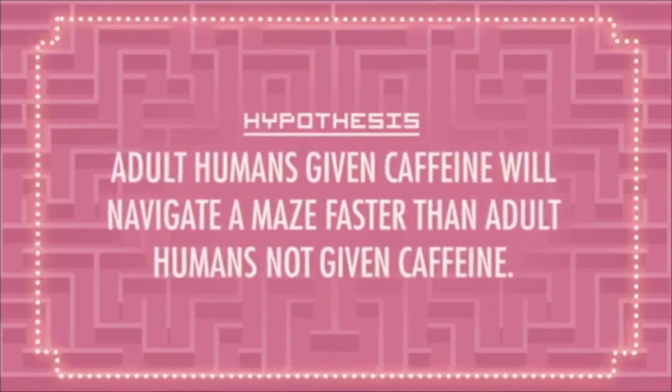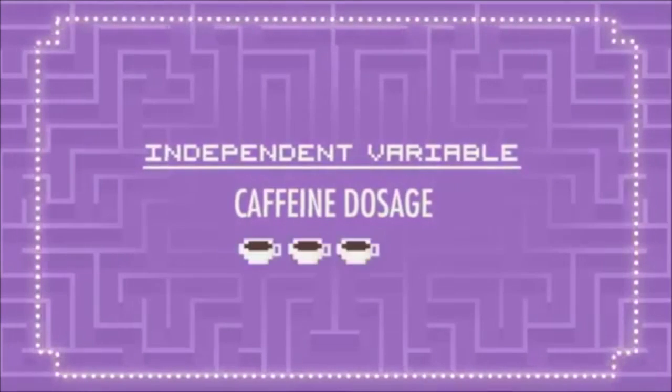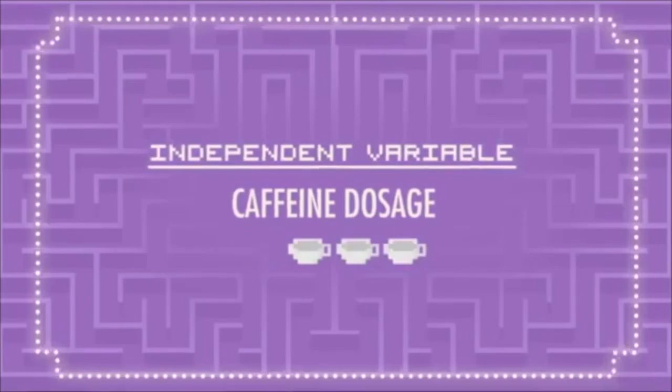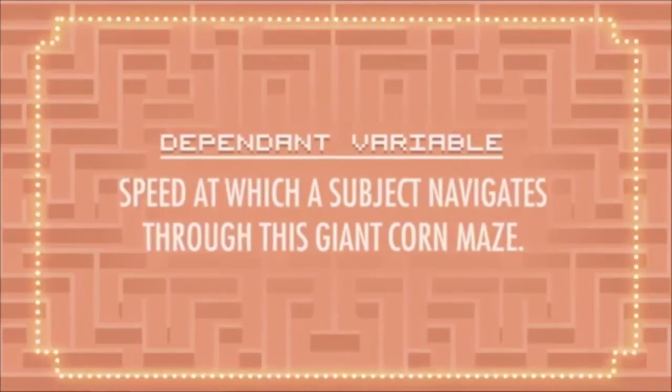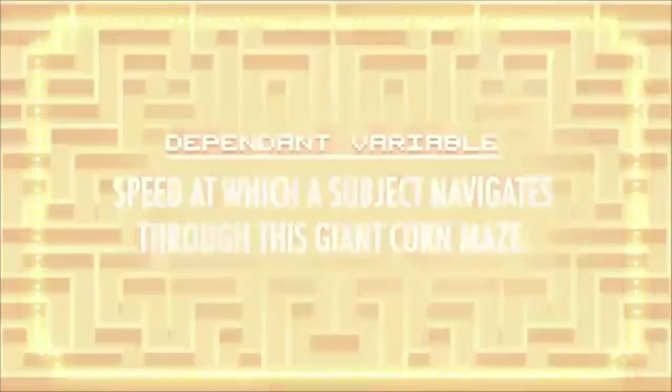The caffeine dosage is your independent variable, the thing that you can change. So, you'll need some coffee. Your result or dependent variable, the thing that depends on the thing that you can change, is going to be the speed at which the subject navigates this giant corn maze. Go out on the street, wrangle up a bunch of different kinds of people, and randomly assign them into three different groups. Also, at this point, the American Psychological Association suggests that you acquire everyone's informed consent to participate. You don't want to force anyone to be in your experiment, no matter how cool you think it is.